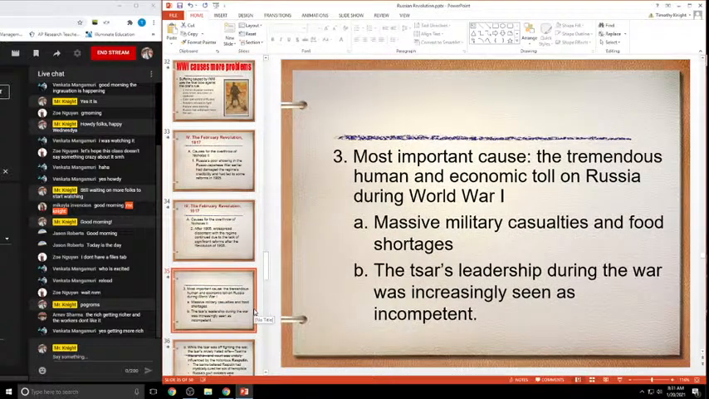But the most important cause by far is the tremendous amount of human loss and the economic toll it took on Russia during World War I. That was the most immediate cause of the Russian Revolution. And there were massive military casualties, massive food shortages. The Tsar's leadership during the war was increasingly viewed as being utterly incompetent.